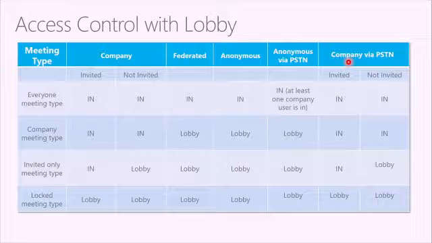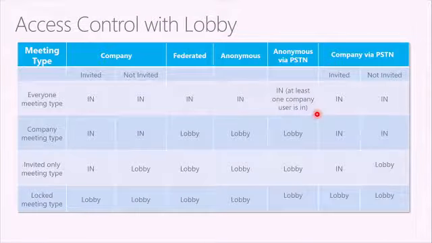So for example, with our first scenario, this is the everyone meeting type. I'm in my client. Who gets to wait in the lobby? Nobody. Nobody has to wait. Everybody gets in. And as you see, boom, all the way across the board, everybody is in. One little exception, right? The anonymous user joining by PSTN gets in, but only as long as there's one company user in there.